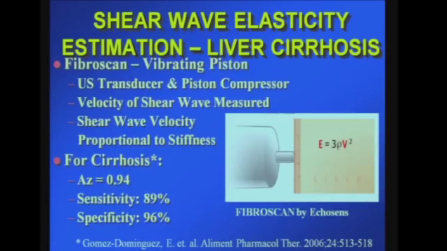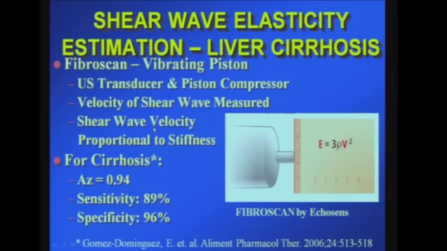The first system that was clinically available to estimate liver stiffness, or any stiffness of any material using shear waves, is what is known as the FibroScan. It has a vibrating piston, and then onto that piston is built an ultrasound transducer. The piston vibrates the tissue and produces a compressional wave, which is converted into a shear wave. As that shear wave transmits through the tissue, the velocity is tracked by the ultrasound transducer mounted onto the piston.